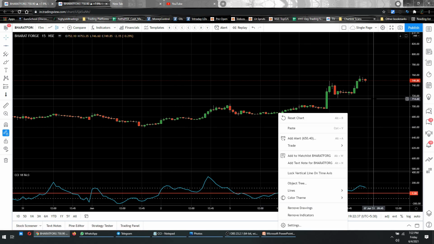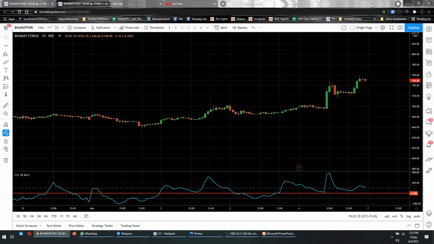Okay, so this is how your complete setup should look when it comes to CCI. I hope you are clear here. So we have a couple of things here. The first thing is the CCI line, the second thing is the upper band, the third thing is the lower band, and the fourth thing is the middle band, which sits at the 0 mark. Please do note that, because that 0 mark is very important for us. Okay, so let's get back to the presentation here.